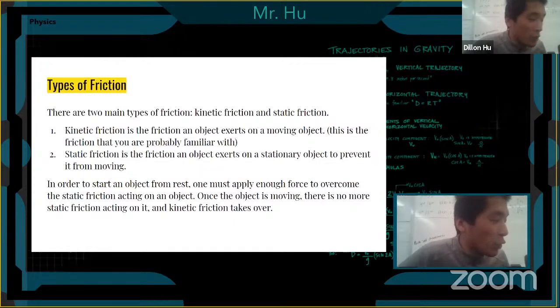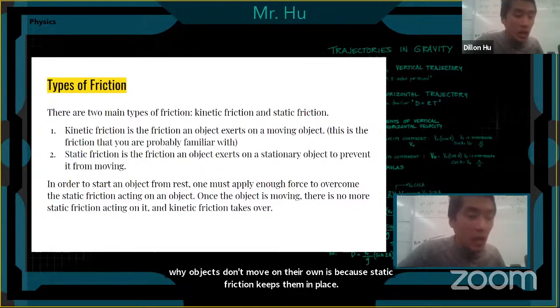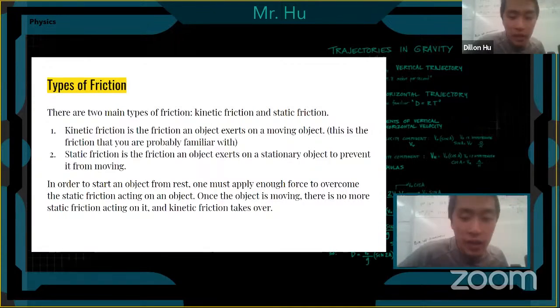Once you apply enough force to overcome the static friction, it switches over to kinetic friction. And the static friction becomes zero. Well, it just becomes irrelevant is a better way of thinking about it. And similarly, when the object is not moving, the kinetic friction becomes irrelevant.